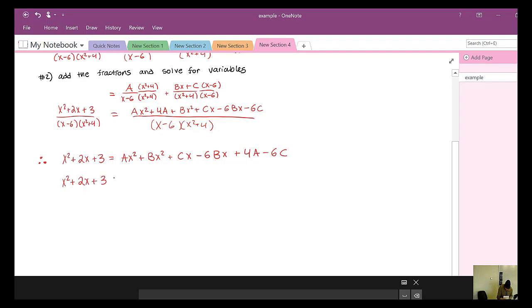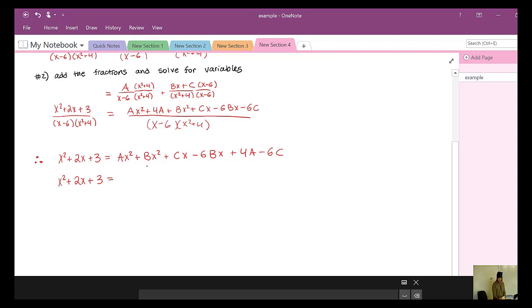Okay, from here, if you notice, I grouped all the terms that have equivalent degrees with each other. If we do that, since these both have x squared, I can factor x squared out, right? So this whole term can become (a plus b) x squared. Similarly, this can become (c minus 6b) times x. And this is just the constant term, 4a minus 6c.